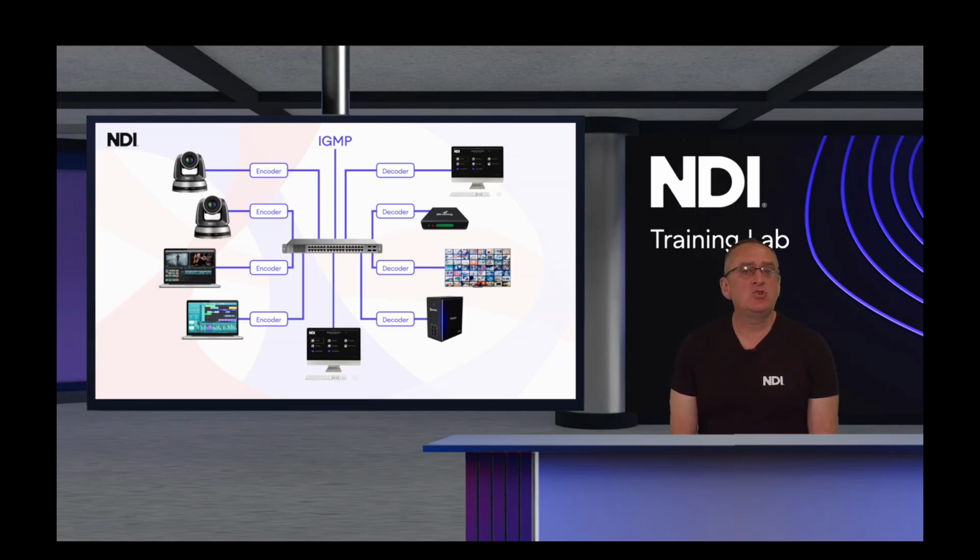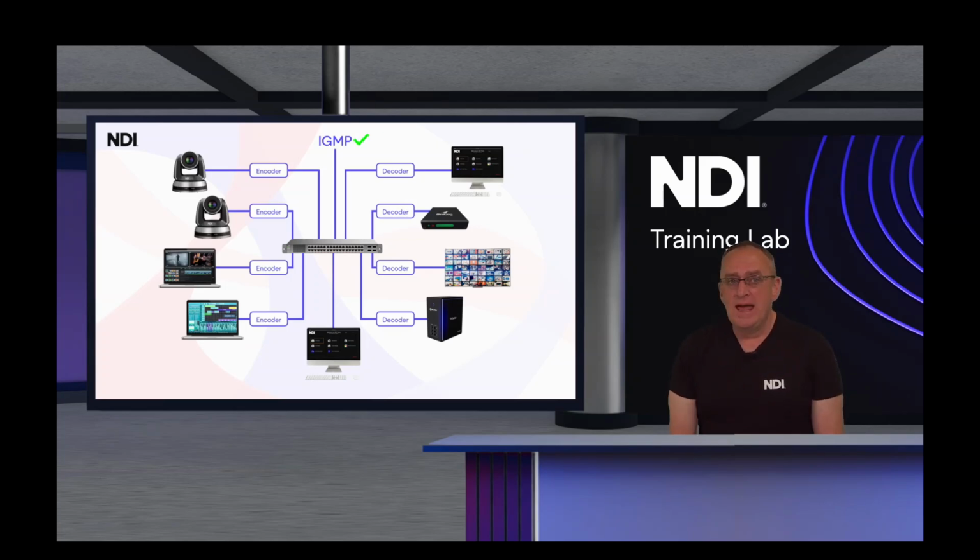IGMP acts as a control mechanism for multicast distribution. Without it, multicast behaves a little bit like a broadcast. Every device on the network receives every multicast stream, regardless of whether they requested it. That's like every monitor in a facility displaying the same source, even if nobody's watching. With IGMP, only devices that explicitly request a given stream via an IGMP join will receive it.